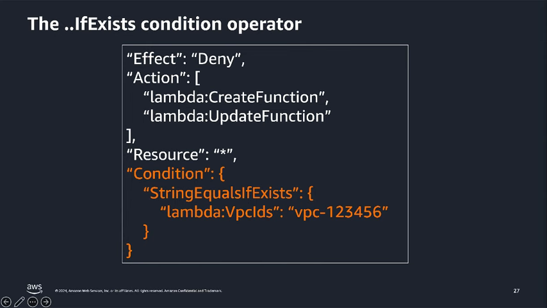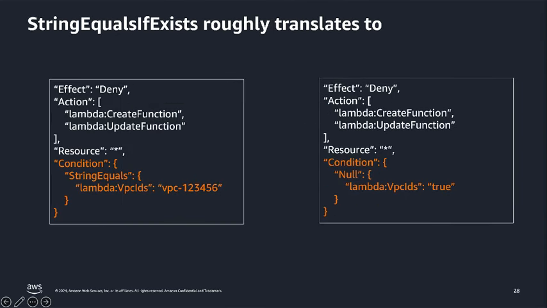Now again, don't get too caught up in the actual details of these policies. We are just worried about the concepts here. If you think about if exists in terms of the null operator, the string equals if exists example that we just saw is shorthand that roughly translates to these two separate statements. On the left, you have deny Lambda function creation or modification for the specified VPC. And on the right, you have deny creation or modification if no VPC is specified.